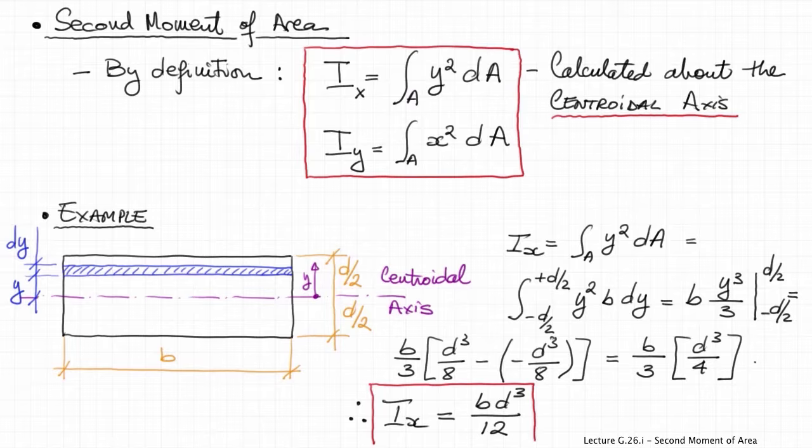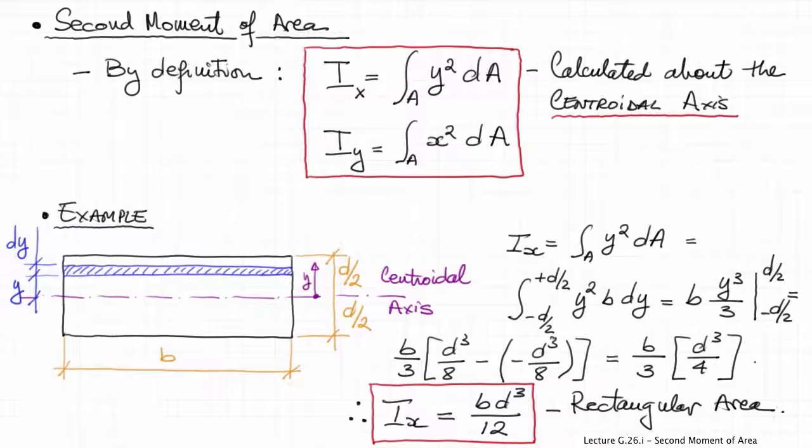This is an important formula that you must remember, and also know that the dimension that is cubed is the one that is perpendicular to the centroidal axis about which we calculate the second moment of area. So always that dimension is cubed, the one that is perpendicular to the centroidal axis about which the second moment of area is calculated. So let's look a little in more detail at rectangular areas and calculate the second moment of area for a rectangular area, right? So bd cubed divided by 12.